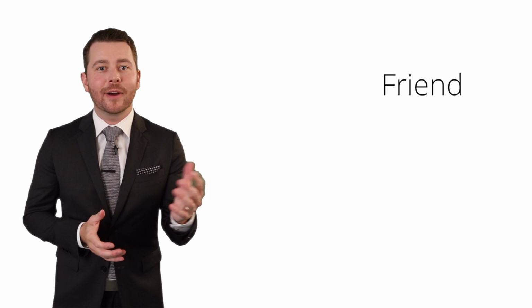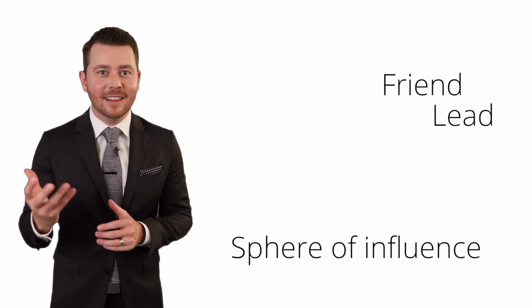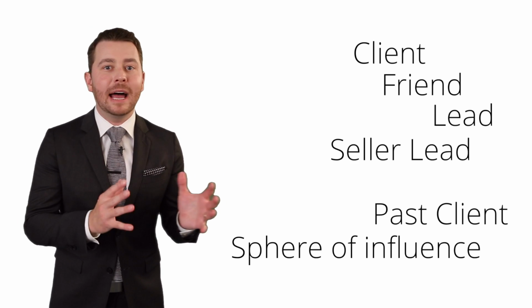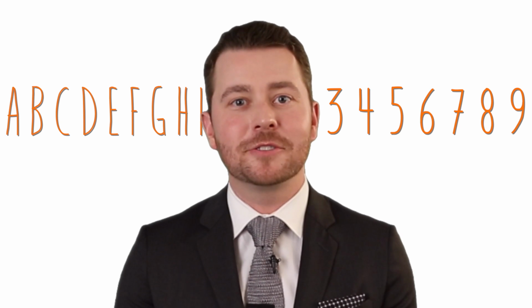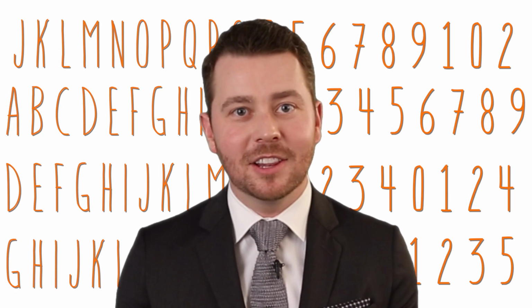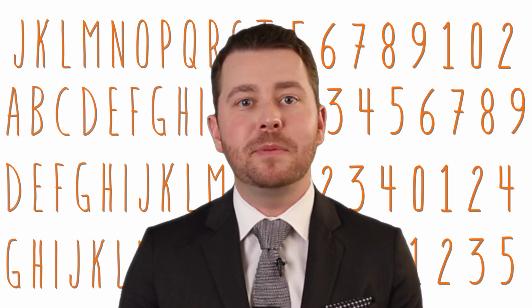How do you categorize relationships? Using relational terms. Friend, sphere of influence, lead, client, past client, seller lead, buyer lead. That's how we categorize people when speaking about them or talking with other people about people that we know. We don't do it based off of letters or numbers. So if you try and organize your relationships using letters or numbers, it's going to get frustrating, it's going to get cluttered, and ultimately you're just going to have a group of people that mean nothing to you, and you can't market differently to those different groups of people. So what we want to do is organize our databases around the relationships that we have with people.